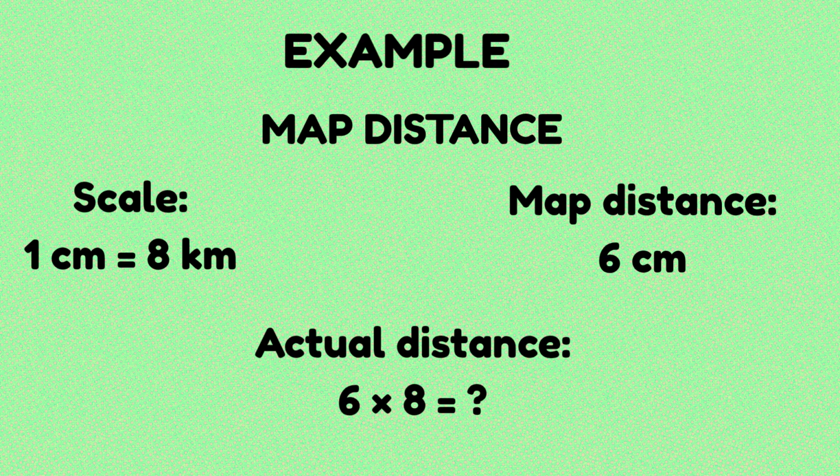Now let's use a map. The scale is 1 centimeter equals 8 kilometers. The distance between two cities on the map is 6 centimeters. What is the actual distance?